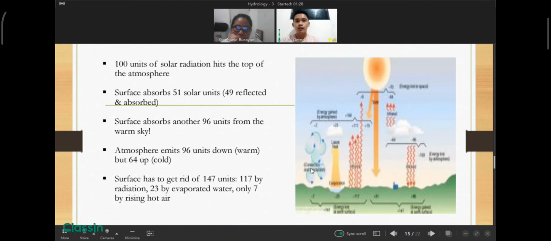So meron mga units dito na ini-explain kung gaano karami yung nare-receive ng Earth at paano ito bumabalik at na-distribute sa bawat aspects tulad ng atmosphere at yung sa climate. Ayan. Next.